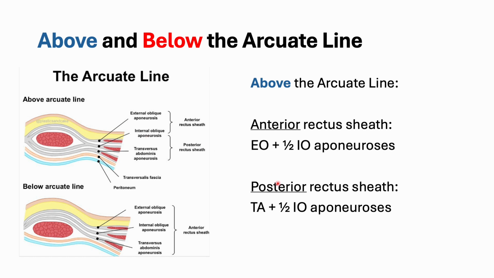The posterior rectus sheath, still above the arcuate line, is going to be that other half of the internal oblique aponeuroses, as well as the transverse abdominis aponeuroses. So again, we're only looking at this for this slide.